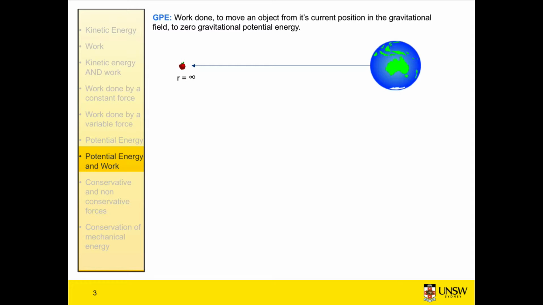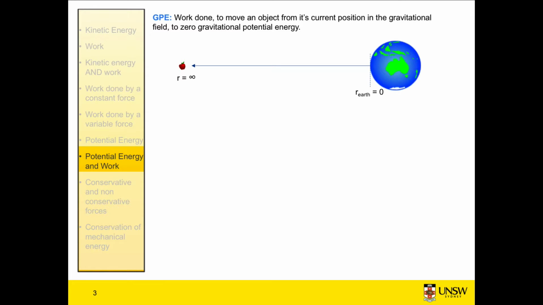Because I'm now looking at a difference, the difference in my gravitational potential energy between where the apple was sitting on Earth and infinity, I can choose my zero point. So I'm going to choose that the radius of Earth, or the surface of Earth, is my zero point.